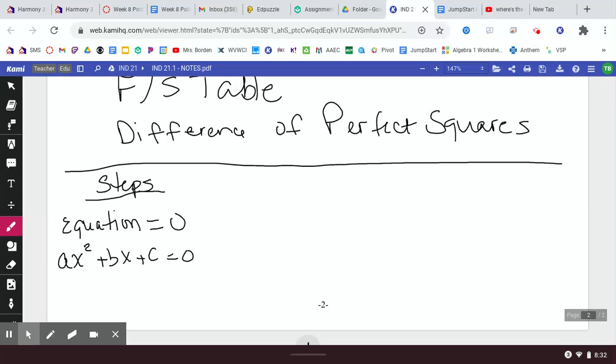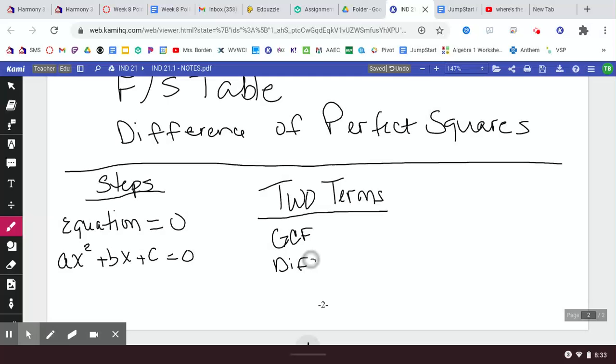And then from there, we kind of branch out. If it's two terms in your equation, you're going to think, obviously, always greatest common factor. Think that first. And then you're going to look and see if it is a difference of perfect squares. Okay, greatest common factor and difference of perfect squares. And then you'll solve it from there, and I'll show you how.